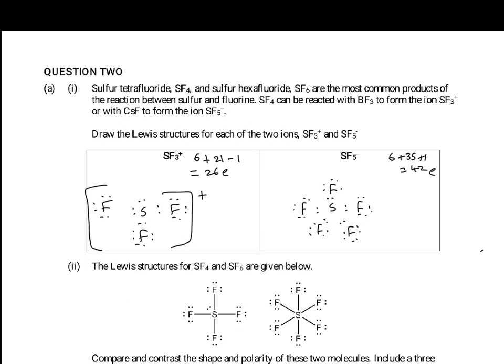Once you've done that, you add up how many electrons you've used. We've used 40, 8 times 5. We started off with 42, which means we've got 2 electrons left, so we're going to place them on the central atom, which is the sulfur. So you'll see in this particular case that sulfur has 12 electrons around it rather than the normal 8. Your last step, because it's a negative ion, we're going to add a minus charge.